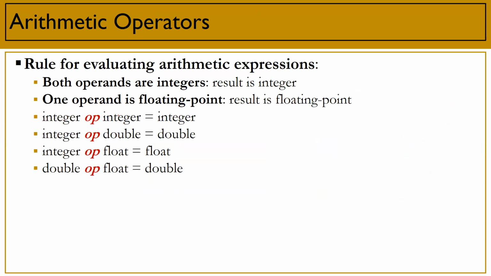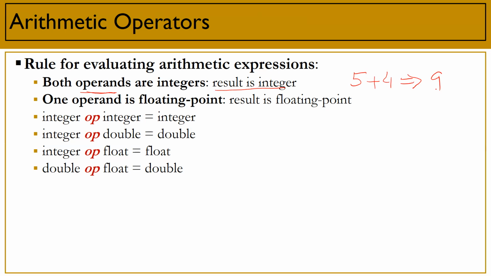So there are some rules for evaluating arithmetic expressions, right? Here, if both the operands, the data around the operator, are integers, then your result will be an integer, right? For example, if you have 5 plus 4, this will give you the integer 9. This result will be stored as an integer inside the computer, right?